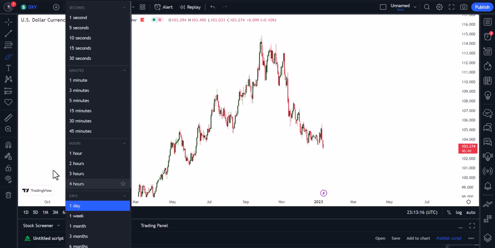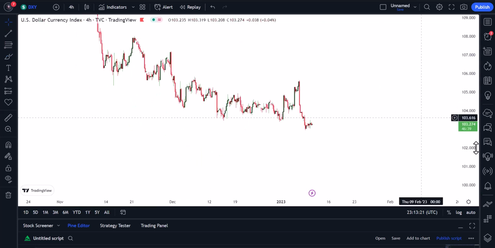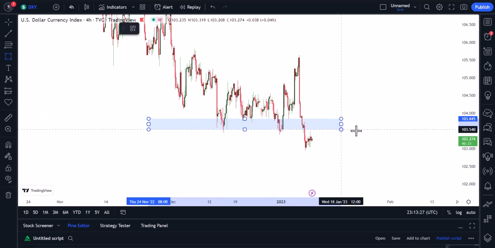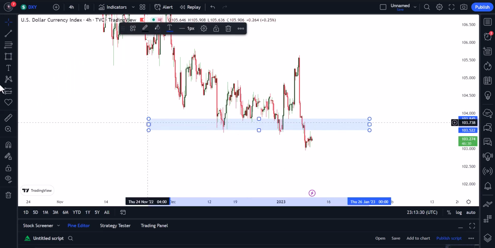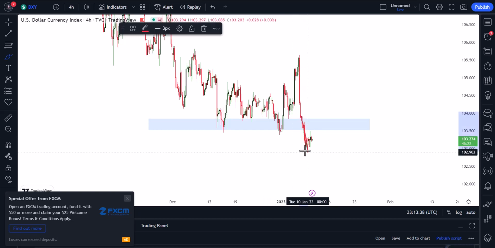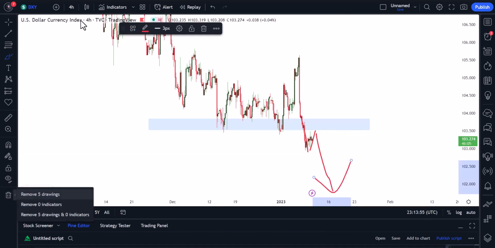Now heading towards the H4. As you can see here, this was the resistance, but yesterday we saw that it broke out, that is the break of structure, and it has also completed the retracement or the retest. So the next thing that is going to happen is that the dollar is going to fall down, and let's check out the other things as well.